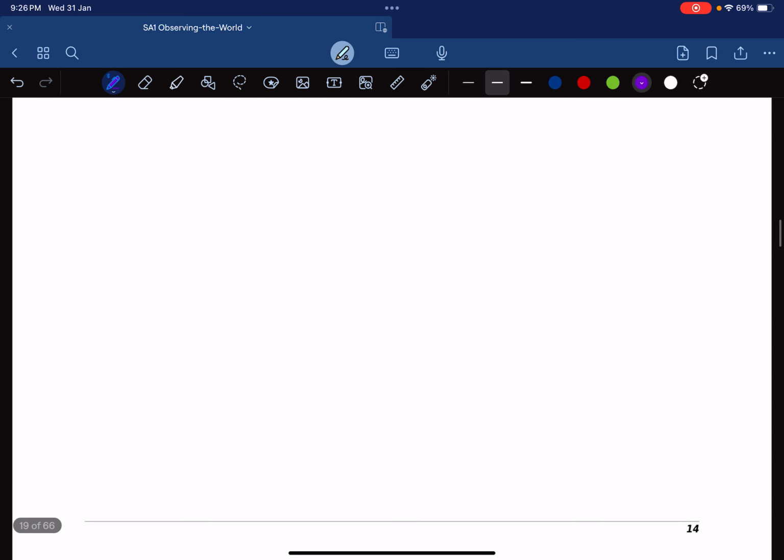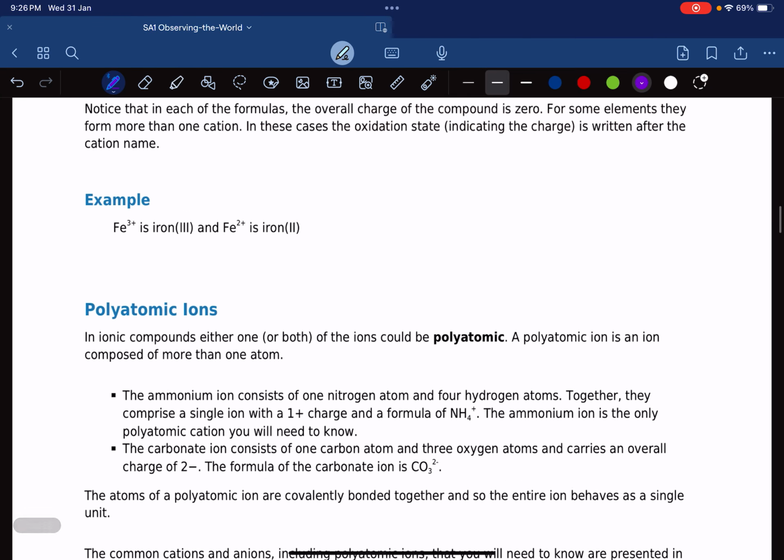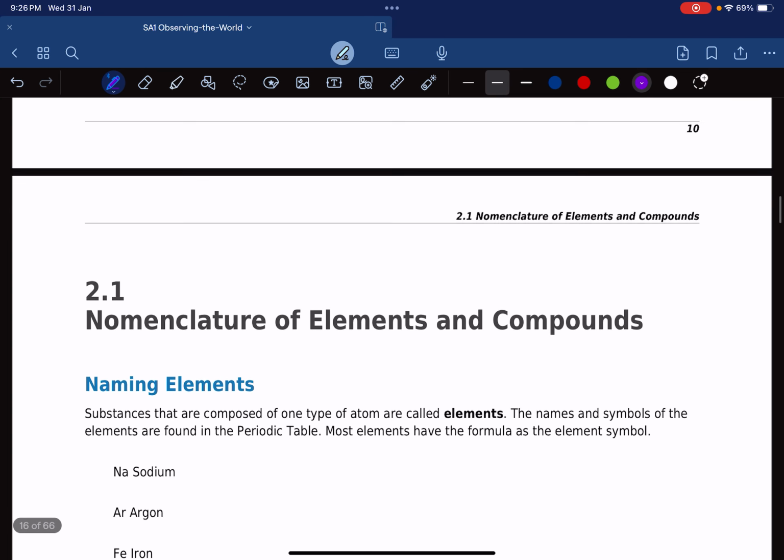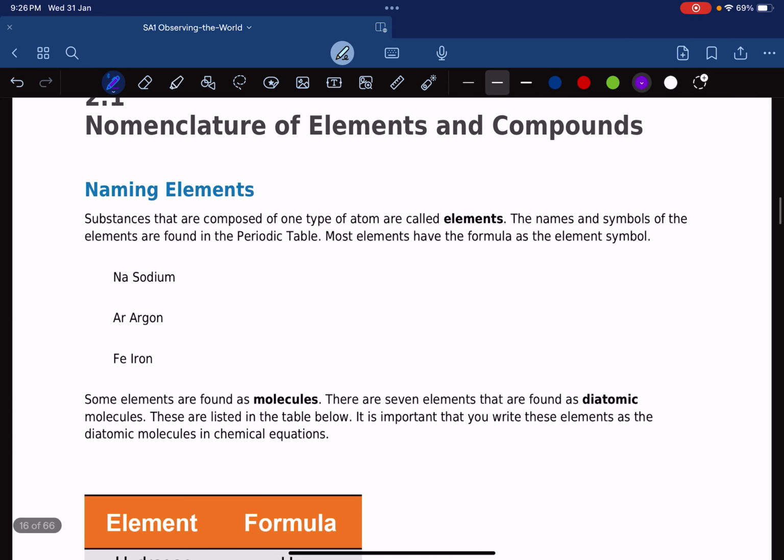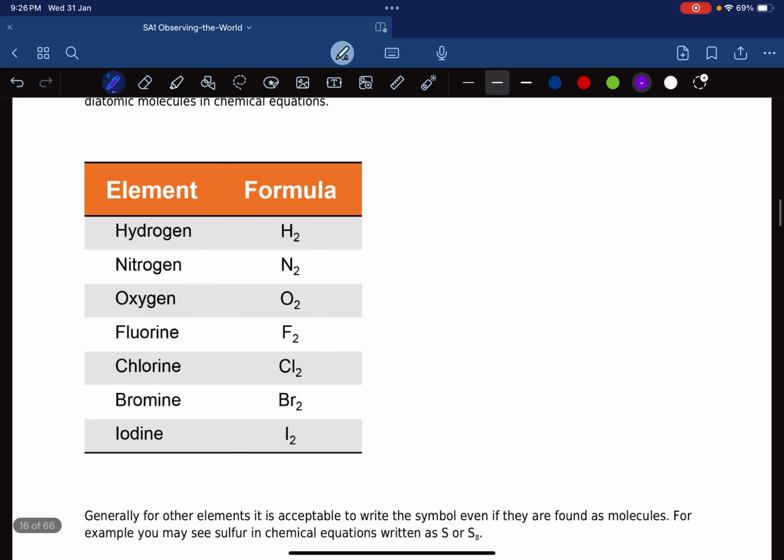So this first part was talking about elements and compounds. What are elements? Elements are everything that you see in the periodic table, including all of the molecules which are made up of the same atom. These are all considered elements.